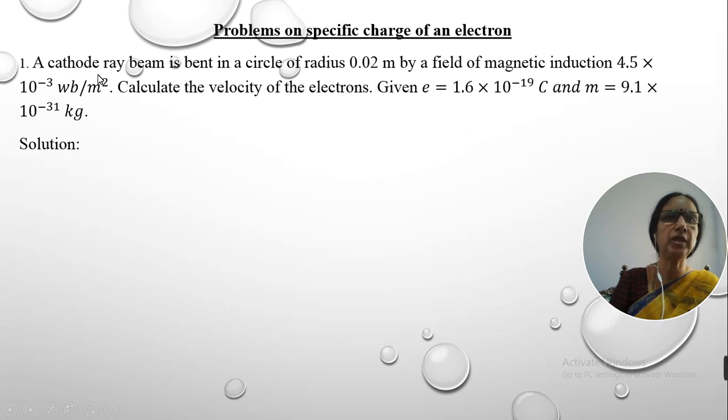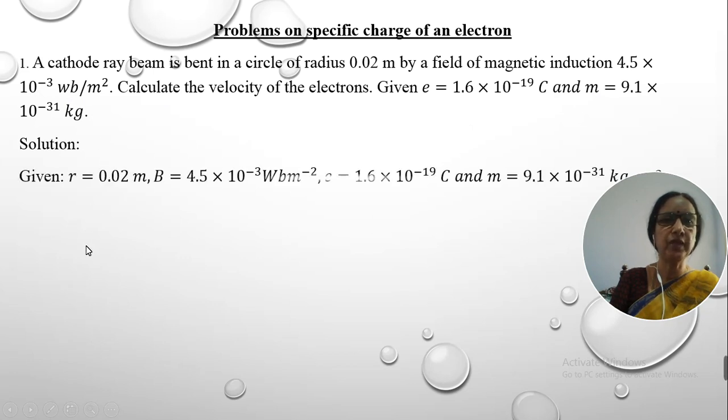A cathode ray beam is bent in a circle of radius 0.02 meter by a field of magnetic induction 4.5 × 10^-3 Weber per meter square. Calculate the velocity of the electrons. Given charge of the electron and mass of the electron. List out the given values. Radius is given, magnetic field is given, charge is given, mass is given.